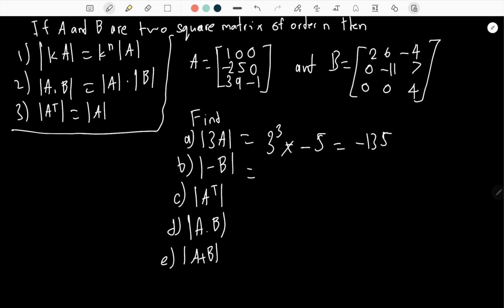For the second one, there's a -1 here, so we take the -1 outside since it's the constant, and again we use the first condition. So it will be -1 to the power of 3 times the determinant of B, which is also the product of the diagonal since it's an upper triangular matrix. So it will be -88, and the final answer is 88.